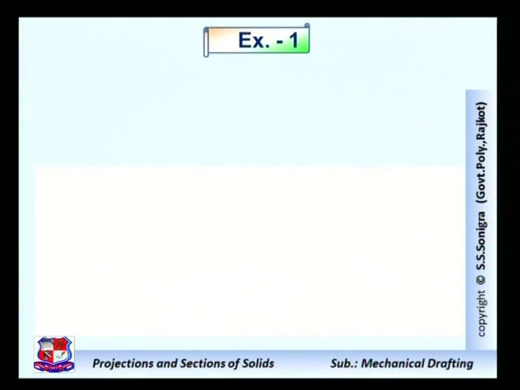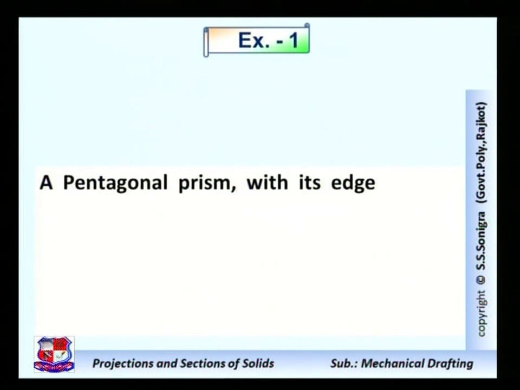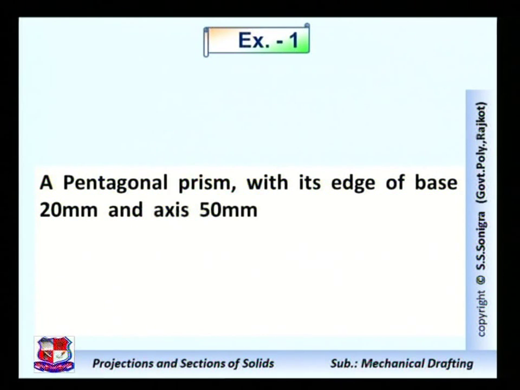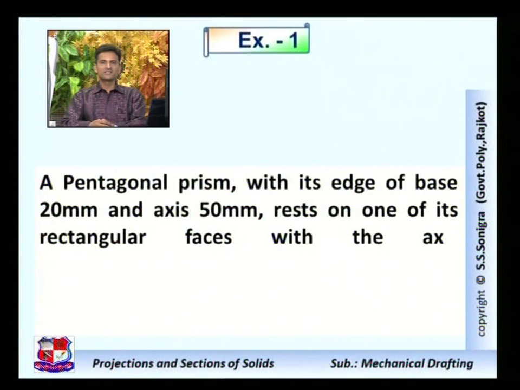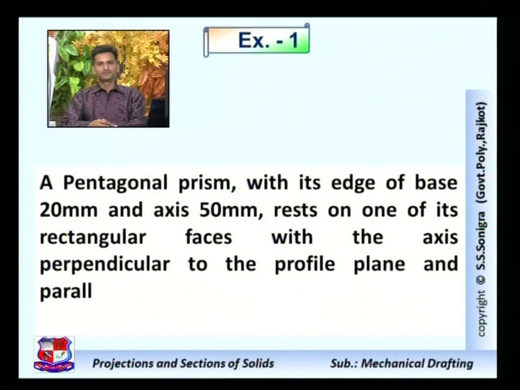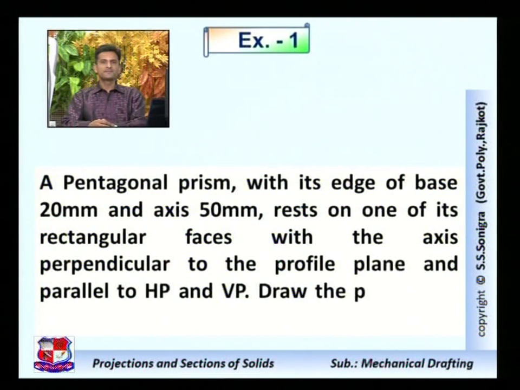Now example number 1. After discussing this theoretical background, let me discuss some problems based on these projections of solids. The data is given like this. A pentagonal prism with its edge of the base 20 mm and axis 50 mm rests on one of its rectangular faces with the axis perpendicular to the profile plane and parallel to HP and VP. Here a pentagonal prism is given. Draw the projections of the prism.